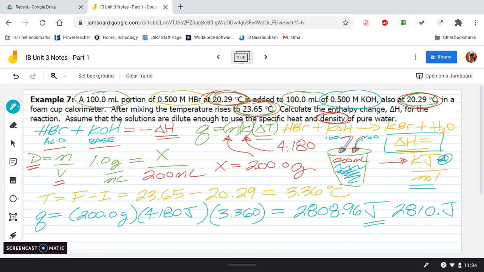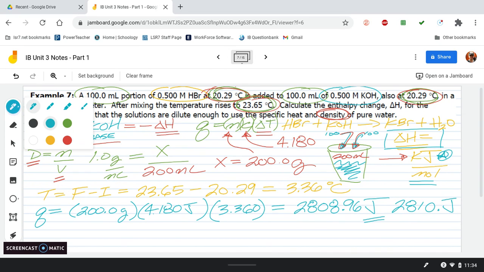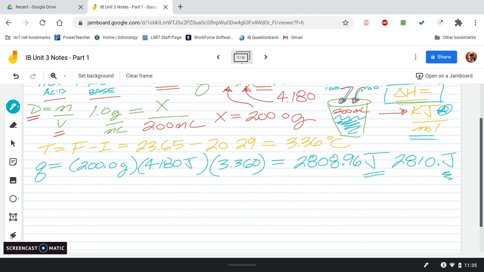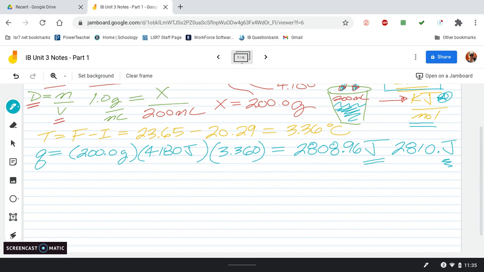Okay, so let's go back to what we're trying to figure out, and I'll go ahead and circle this again. We're looking for delta H, and delta H is kilojoules per mole. Well, we have the ability to get kilojoules right here. We just need moles. So that's where we got to go back and look at this molarity. Half a mole and half a mole. So we have to understand what that means. And so the delta H is per mole.